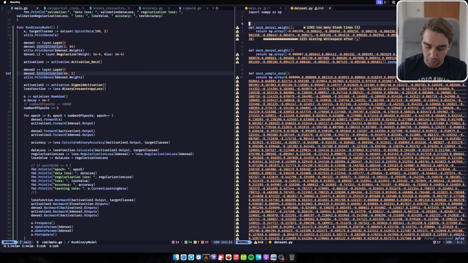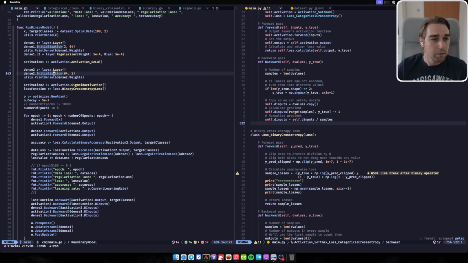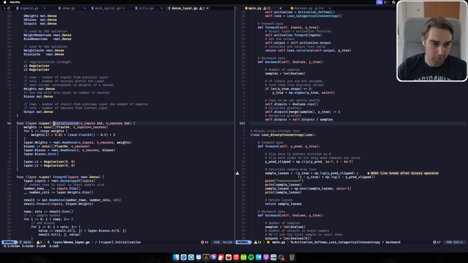PyLSP timeout. Yeah, very hard. Because right now, for example, here I will have 200 sample data. Here I will have 64 neurons, so I will have 64 weights, right? And here I will have 1, right? Well, yeah, the number of neurons and the number of inputs.